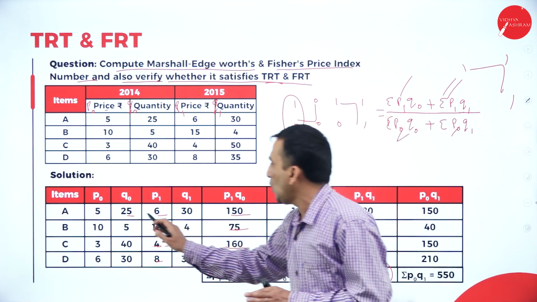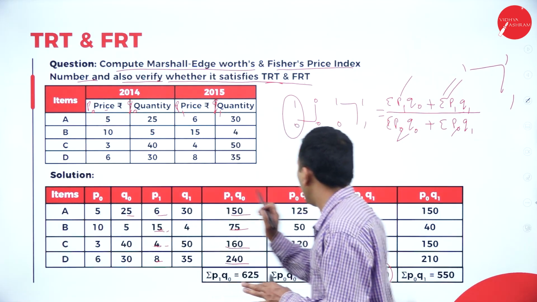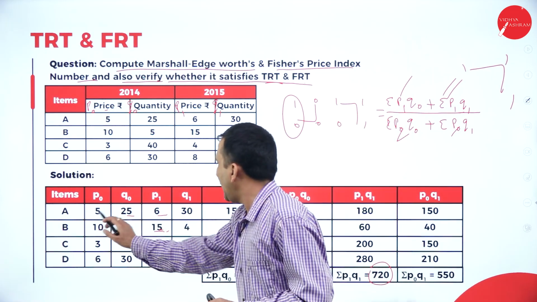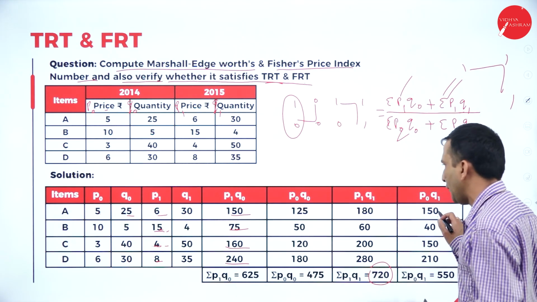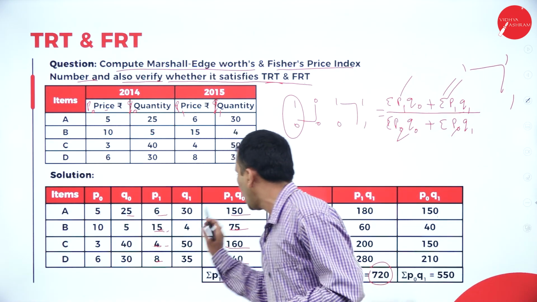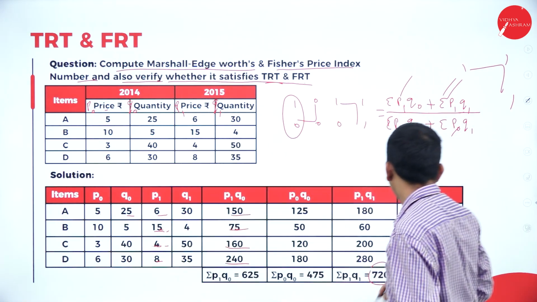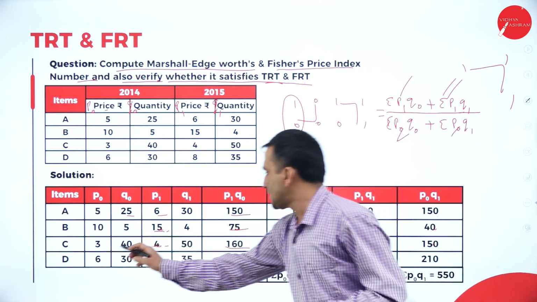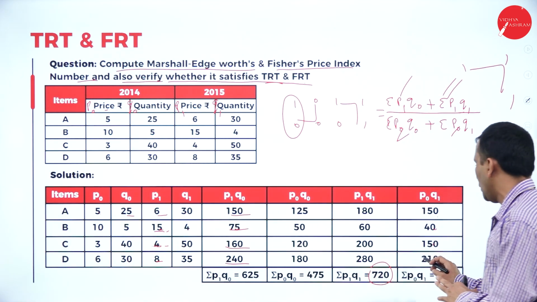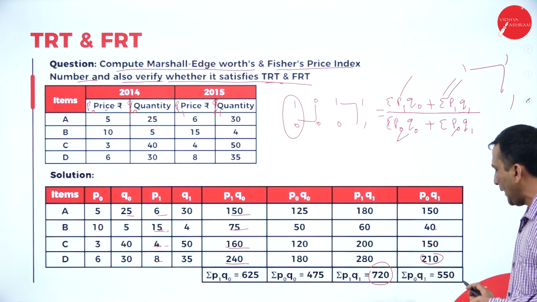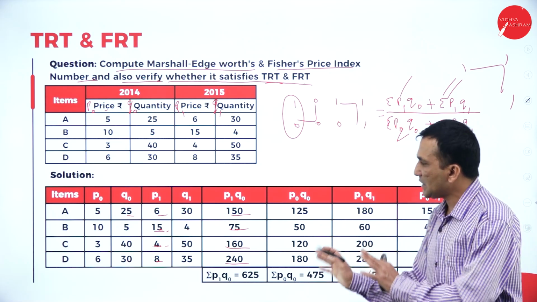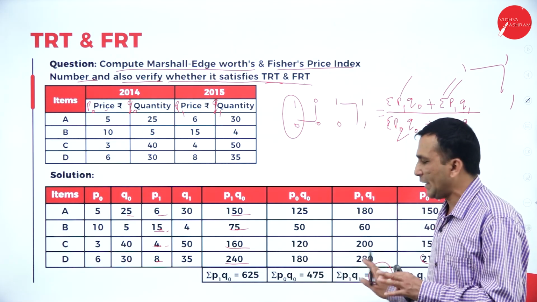Okay, P0 and Q1. 5 into 30, we are getting 150. Next 10 into 4, we are getting 40, and 3 into 50, we are getting 150. 6 into 35, last value 220. Take the total, 520. Okay, so after constructing the table, now you need to take the summation.